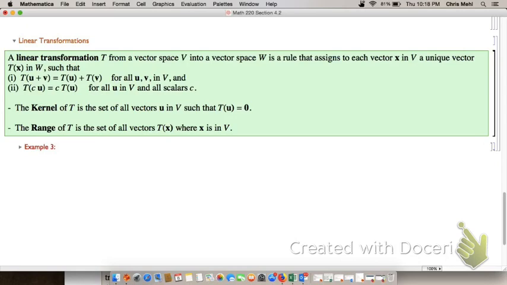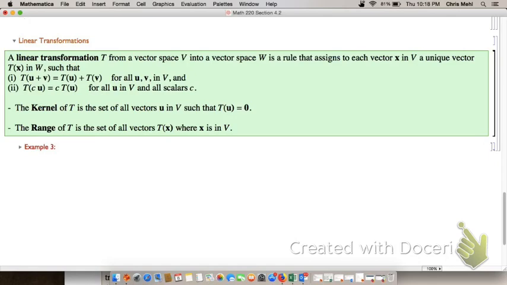And two new definitions, and we've talked about the range before. The range is essentially the set of all images. The range of T is the set of all vectors T of x, where x is in the domain, which is the vector space V.